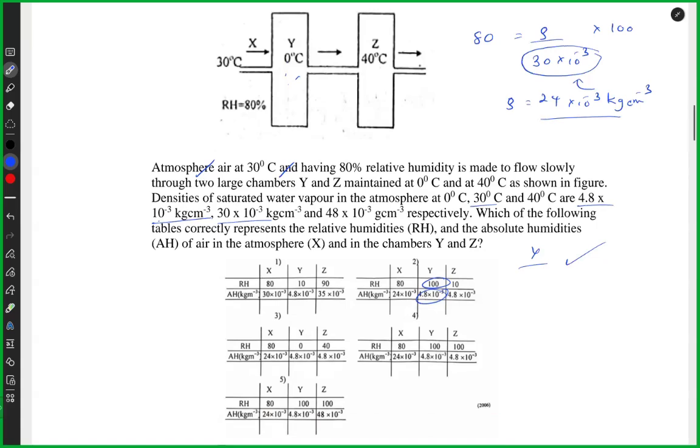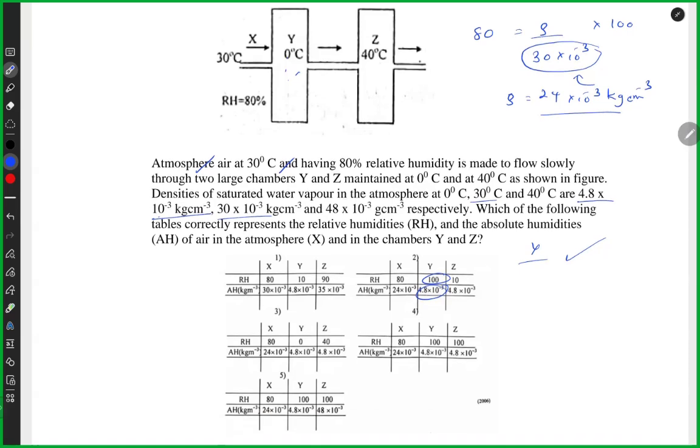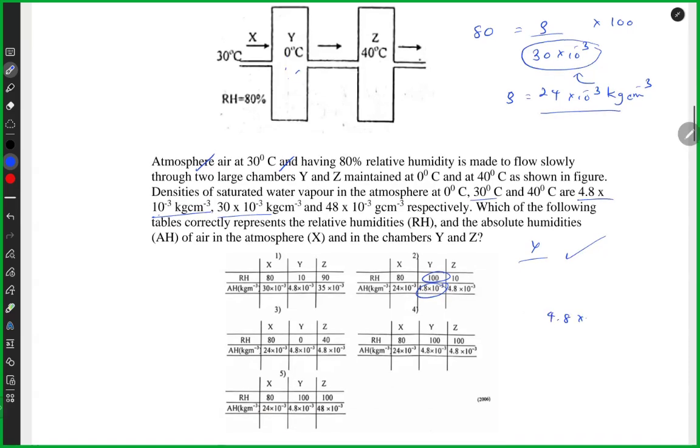4.8 times 10 to the power minus 3. So that is the absolute humidity that we have, right? 4.8 times 10 to the power minus 3. But now tell me, what is the saturated vapor density, or the amount of water vapor per unit volume, that I need to saturate room Z? That is going to be what? 48 times 10 to the power minus 3, right? Okay, so these are rho and these are rho s, right?